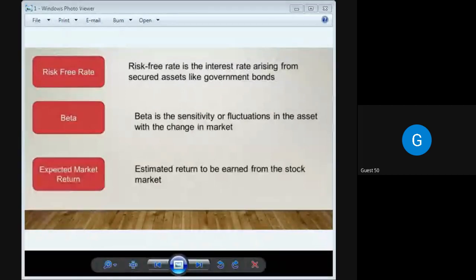Yes. So expected market return means expected return to be earned from the stock market. Means whatever we expect from the market, whatever return we expect from a particular stock in the market. So these all three inputs are taken into the CAPM formula, and we will continue with the formula.